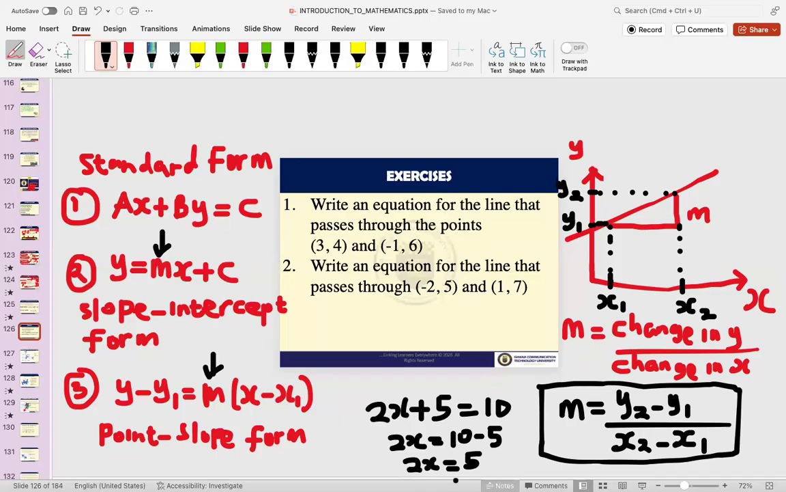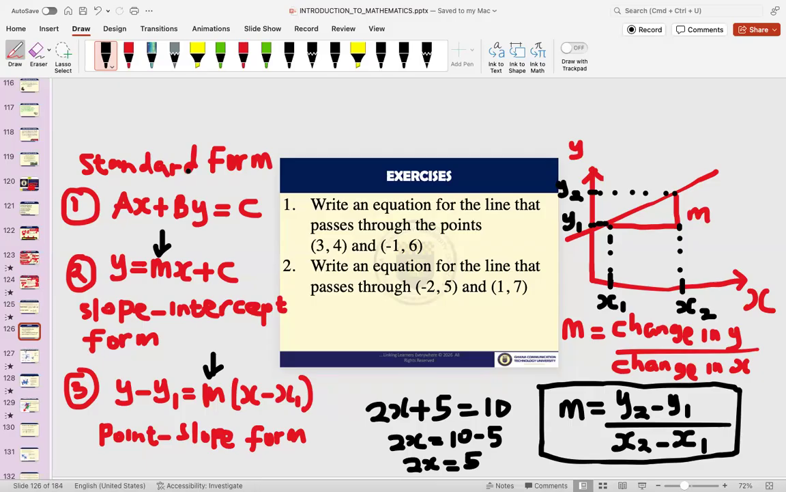Now, I'm not seeing any y here. So once I'm not seeing any y here, it means that y is 0. Everything is gone. And then c, there's supposed to be only one number here, c, and my c is the 5. So this one qualifies to be a standard form.